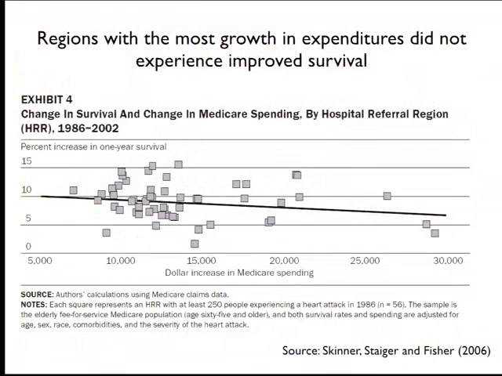So regions with the most growth in expenditures do not experience improved survival. On the x-axis here is just a dollar increase in Medicare spending per enrollee, and on the y-axis is the percentage increase in 1 year survival. So ideally, what you'd like to see is a positive relationship there, and you can see that basically there's no relationship. If anything, it seems like there's a slight negative relationship.